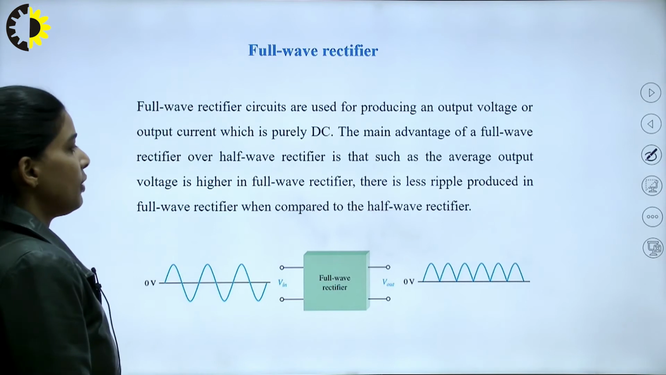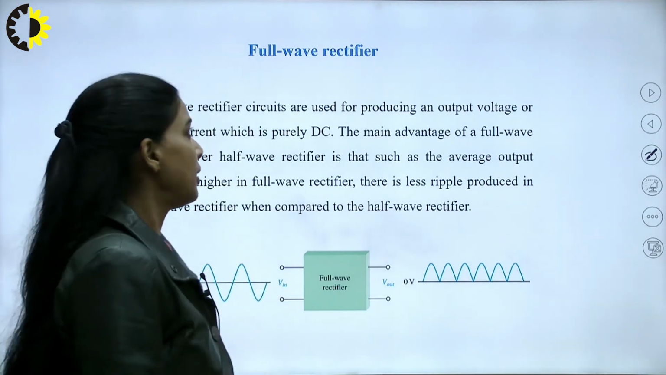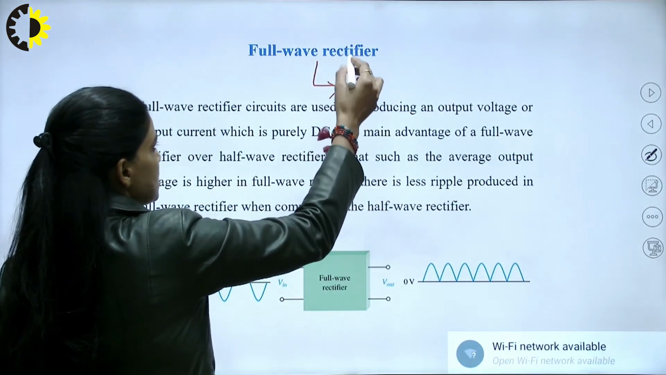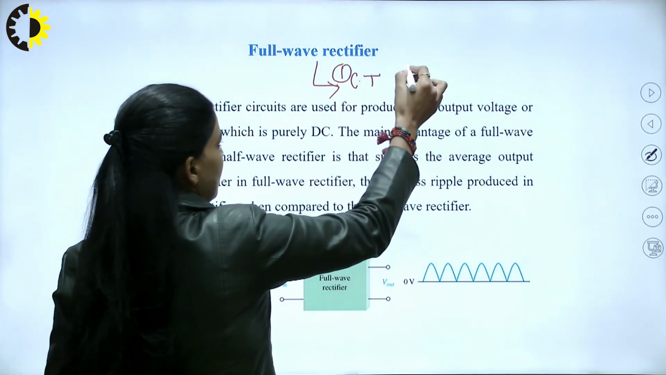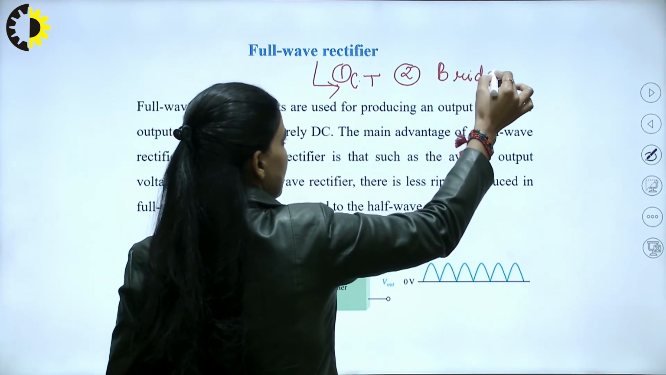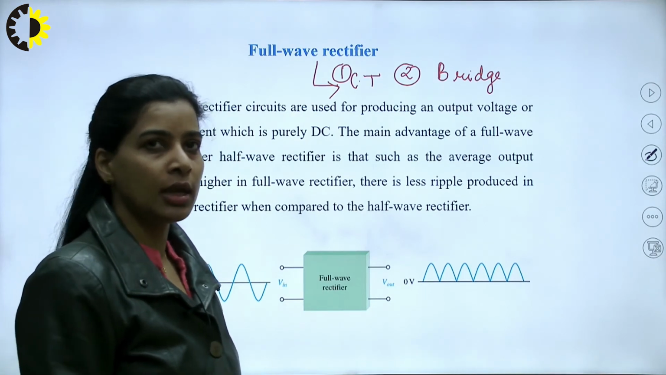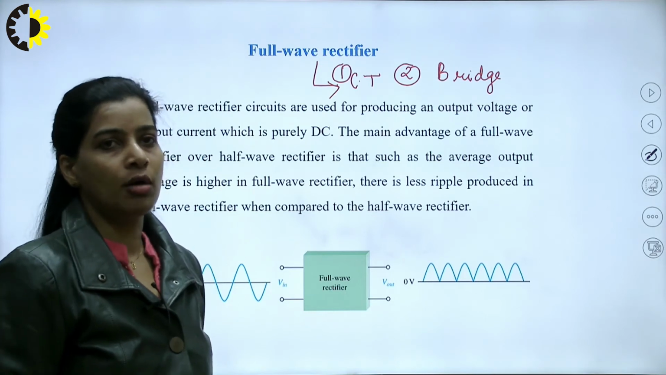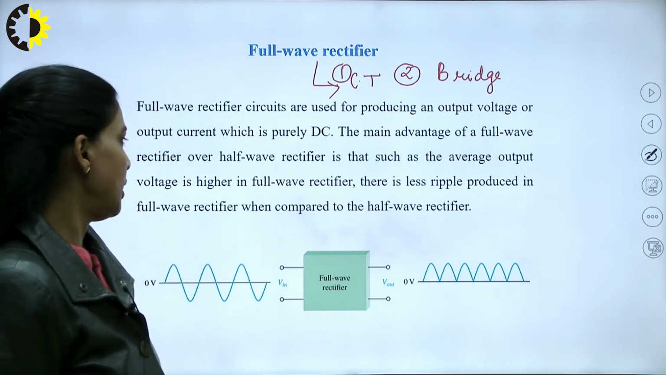Full wave rectifier. We have two types of full wave rectifier that we discussed in the previous lecture. One is the center tap full wave rectifier and another one is the bridge rectifier. So, we will discuss both the full wave rectifiers and we will also see the different features of the center tap rectifier as well as the bridge rectifier.